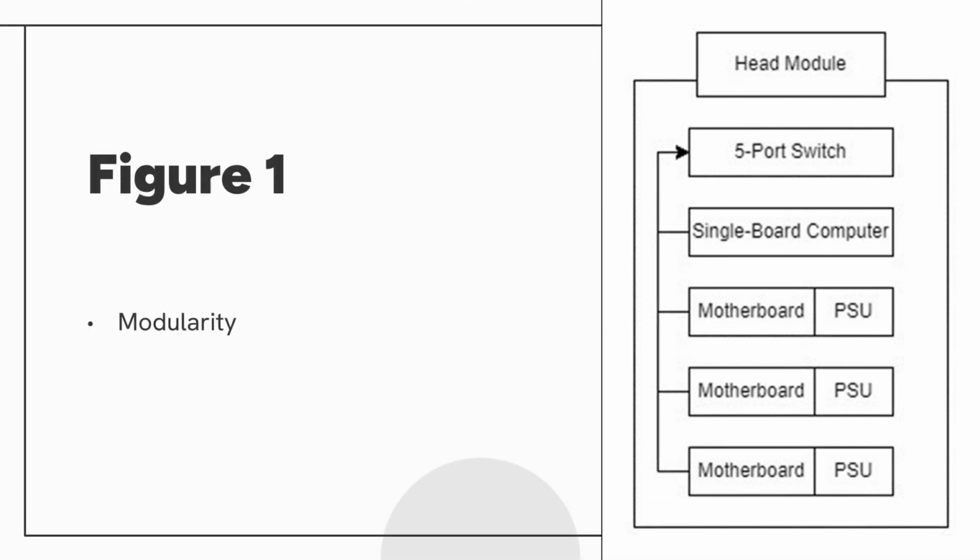To meet the modular criteria of the project, a single module consists of 4 nodes, 3 containing a motherboard with its corresponding PSU, and the 4th node being the head node, which holds the single board computer and the switch. Consider figure 1.